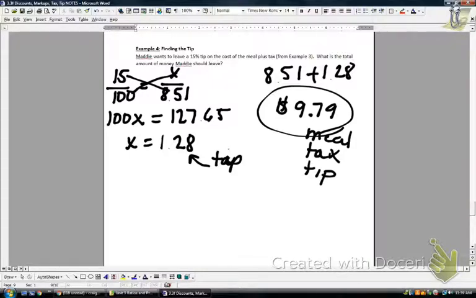So notice how we did that in 2 separate steps. When you do your homework, you'll have a couple of problems, and you need to do those in 2 separate steps.